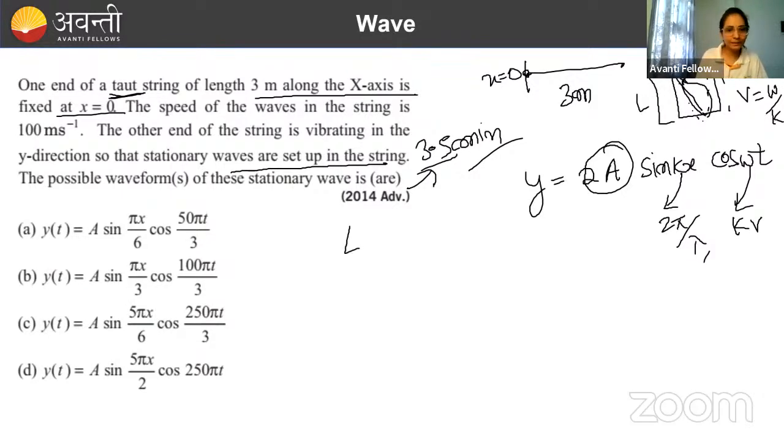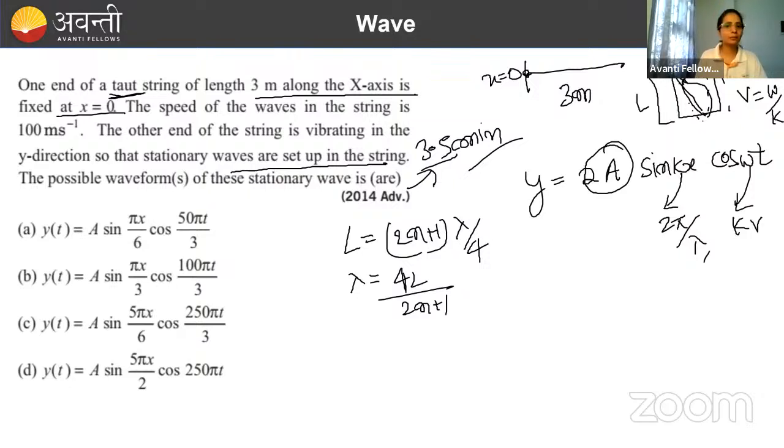So here length will be equal to (2n plus 1) lambda by 4. Done. So for n equal to 0, L will be equal to lambda by 4. For n equal to 1, it will be equal to 3 lambda by 4. Again, for different values of n, we will be getting different values of lambda. Done. Let's see what is the value of lambda. So, yahan pe lambda ko main kya likh sakti hu? 4L by (2n plus 1). Done. Lambda is over.